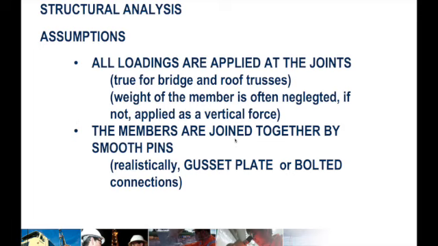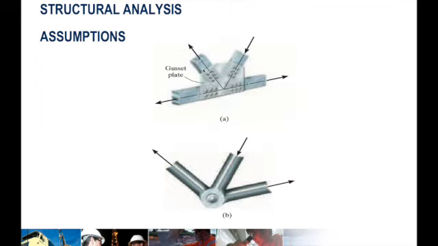The second assumption is that the members are joined together by smooth pins. By smooth, it means there is no friction in there. But in reality, we use a gusset plate or a bolted connection such as this. If you have time and want to inspect some bridges, you can see that the connection is such a gusset plate. But in our analysis here, we will just assume that they are connected by smooth pins.